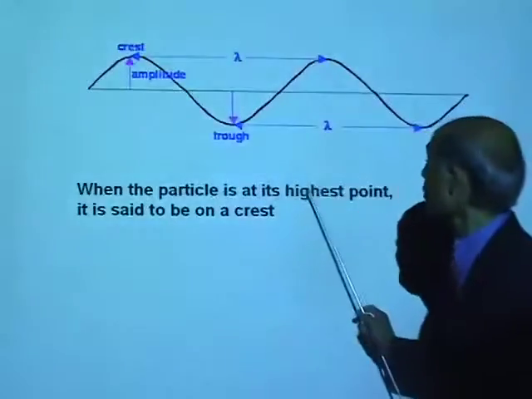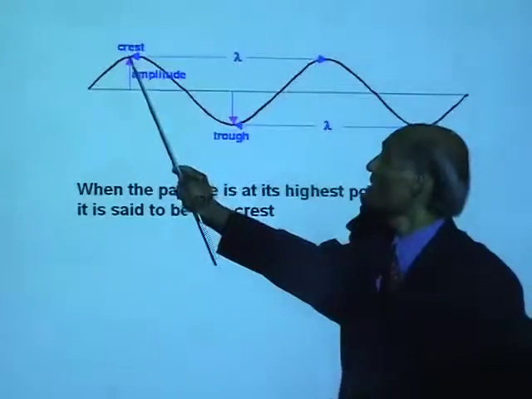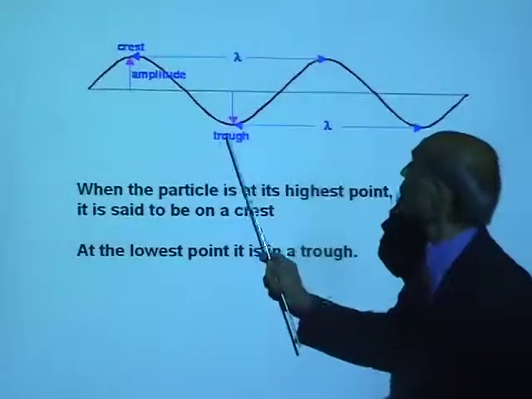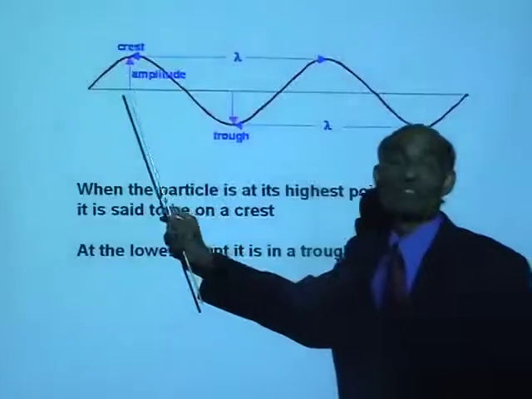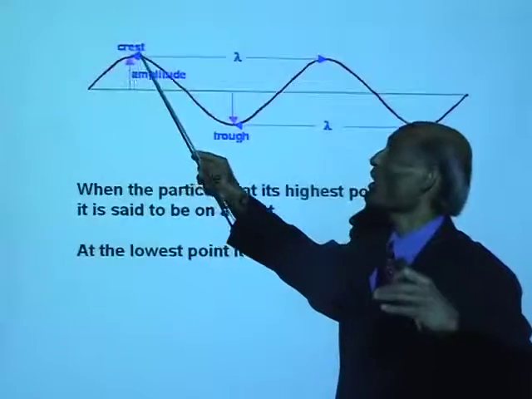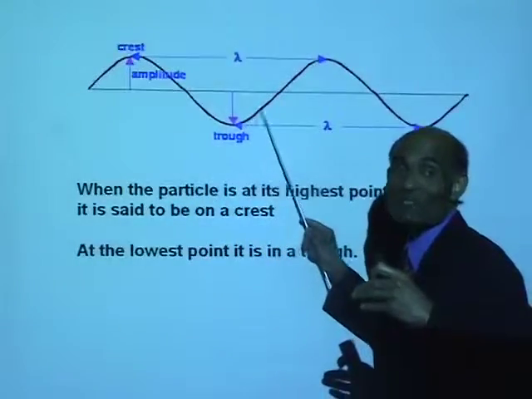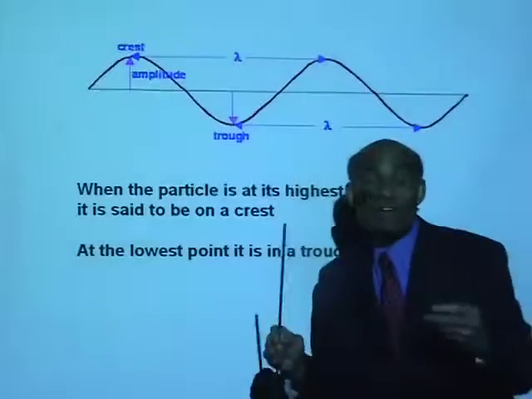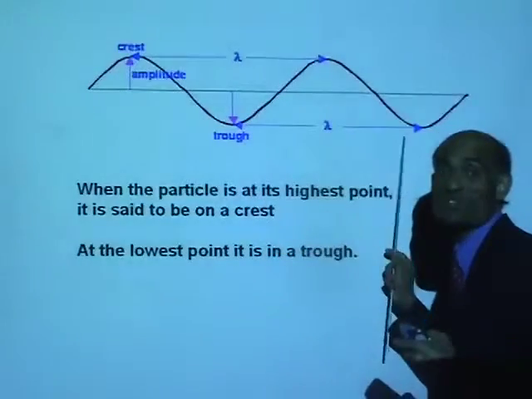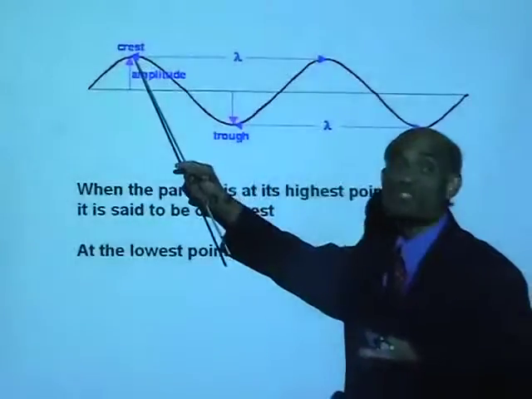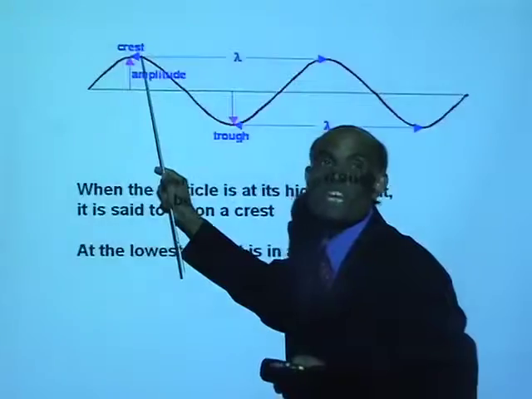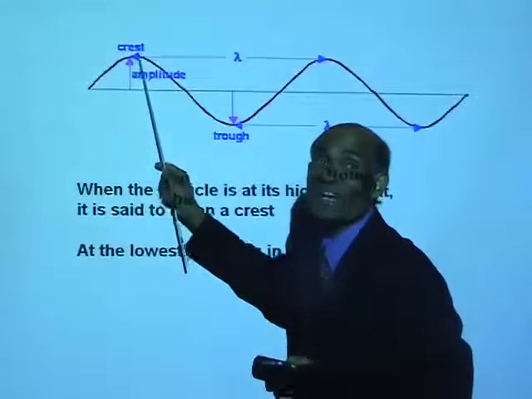Okay, when the particle is at the highest point, it is said to be on a crest. And at the lowest point, it is on a trough. So when you talk about a full wave, it consists of a crest and a trough. And so wavelength can now be defined as the distance between two adjacent troughs or the distance between two adjacent crests.